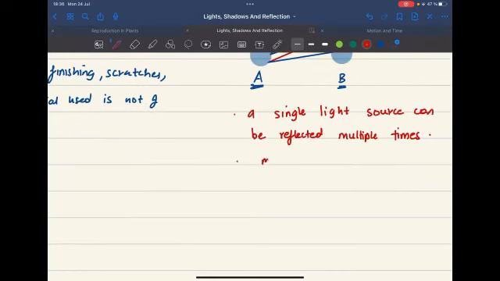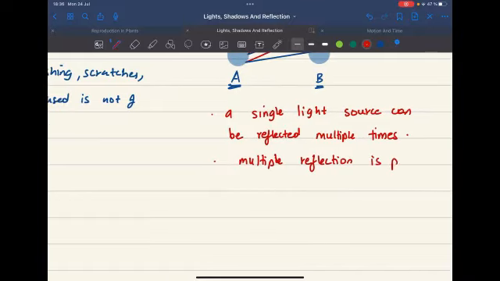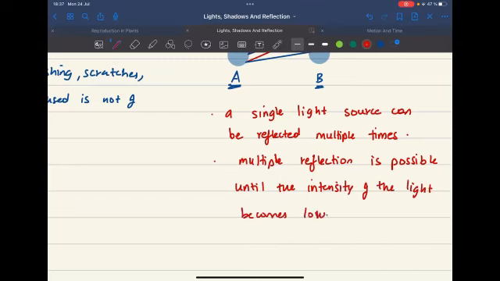So this multiple reflection is possible continuously until the intensity of the light becomes low. That is why you can see it only up to one particular point and you can't see beyond that. This means that we can have almost infinite multiple reflections. We can also see an image in every individual reflection.